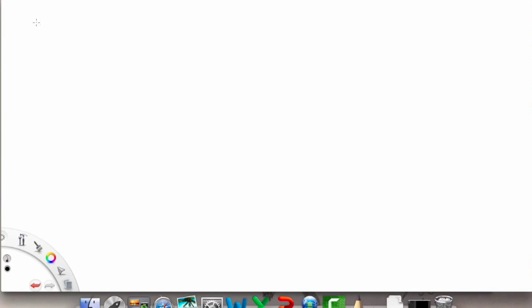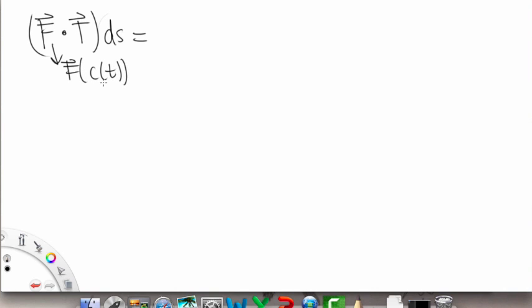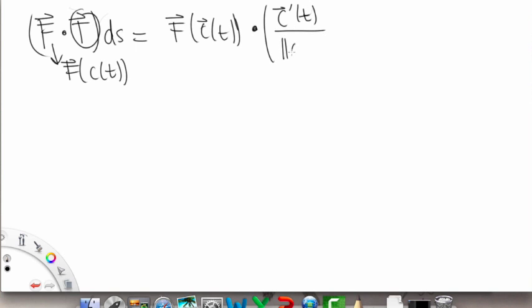All right. So what we want is f dot t, and then times ds. This is our differential length of the curve. And this turns into our f, which depends on c of t. It depends on the point that we're at, which is now parameterized by the curve. So f turns into f of c of t, okay? And then we have times t, which we found in the last slide is now c prime of t divided by its magnitude, the magnitude of c prime of t.